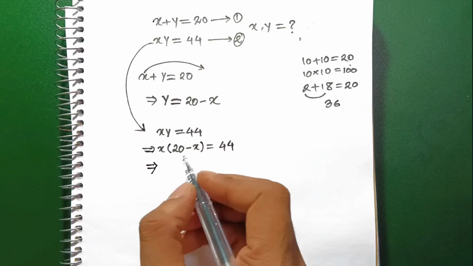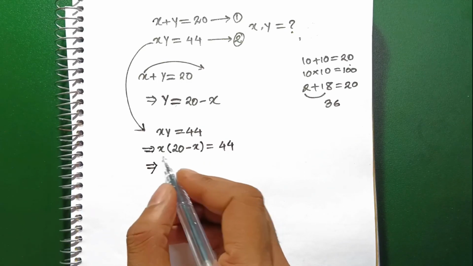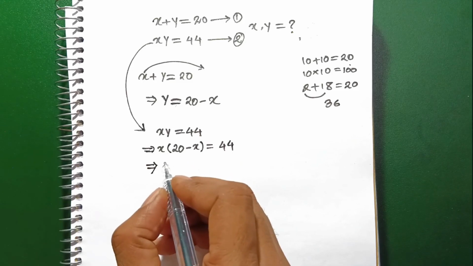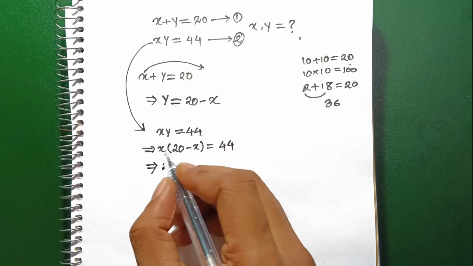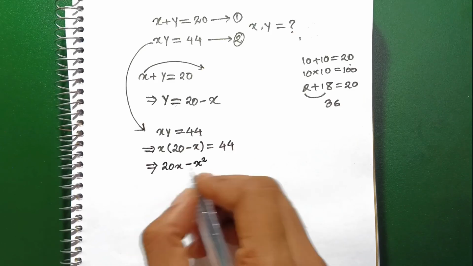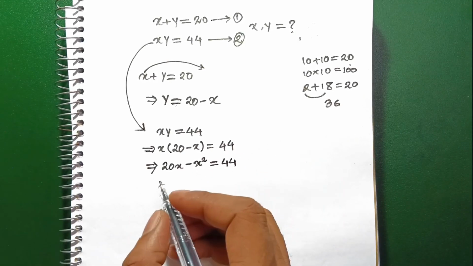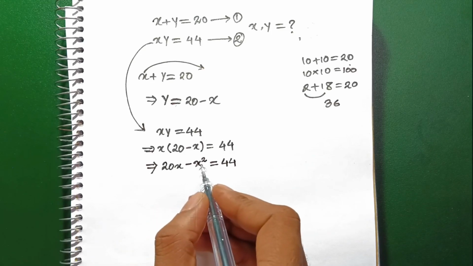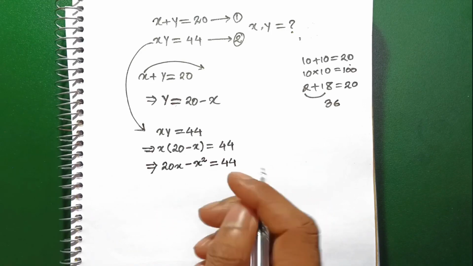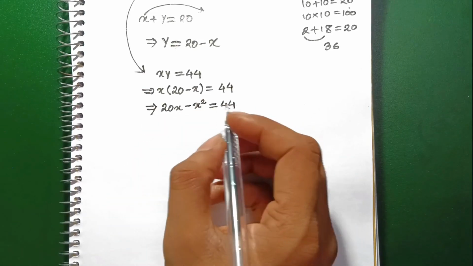So now we need to expand those brackets. We distribute the x into the parentheses. So x times 20 gives us 20x, and x times negative x gives us negative x squared, and all of that is still equal to 44. So our equation is now 20x minus x squared equals 44.